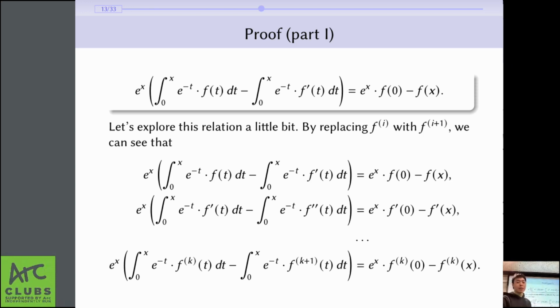So the ith derivative of f gets replaced with the (i+1)th derivative of f. So in the first part, we get this normal looking equation. And then when you replace f with f prime, this part here becomes the second derivative, and all of these components here would be the first derivative. So that's what happens when we replace f with f prime.